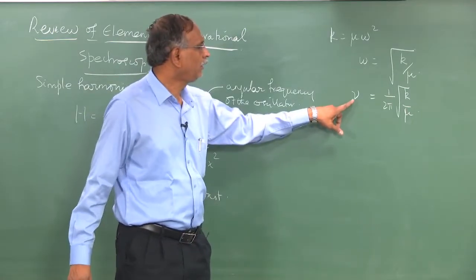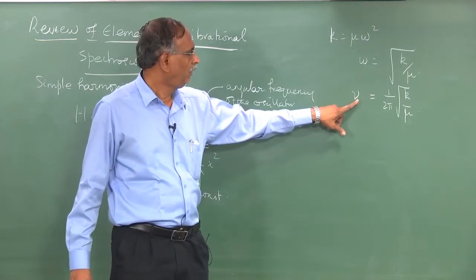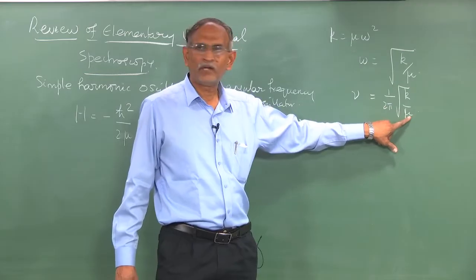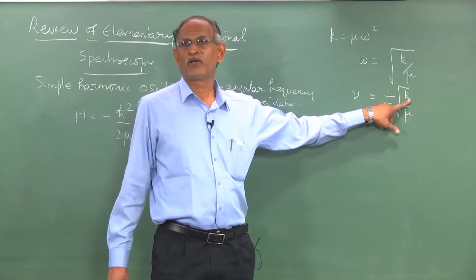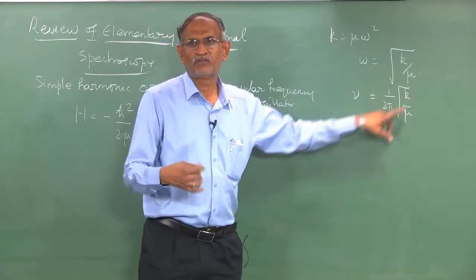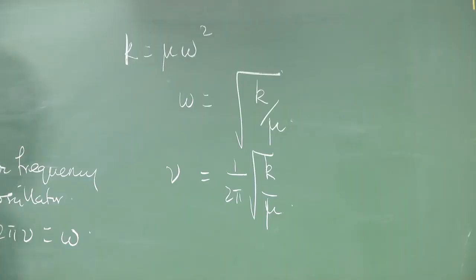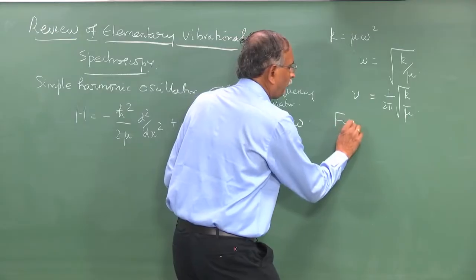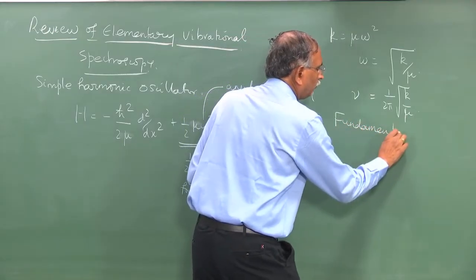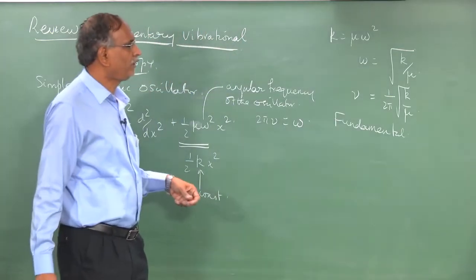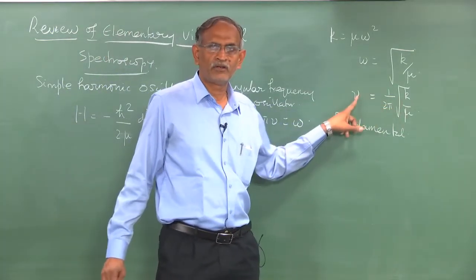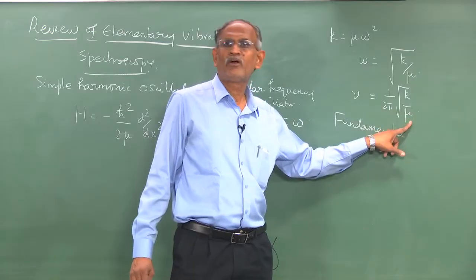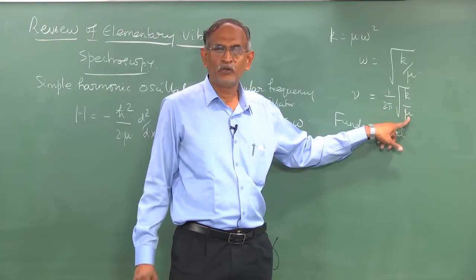So, given the harmonic oscillator frequency from the experiment and knowing what the molecule is, and therefore we are able to calculate the mu, it is possible for us to calculate the force constant. Such exercises were given to you for different simple diatomic molecules. This is called the fundamental harmonic oscillator frequency, and it is proportional to the square root of the force constant and to the inverse square root of the reduced mass.